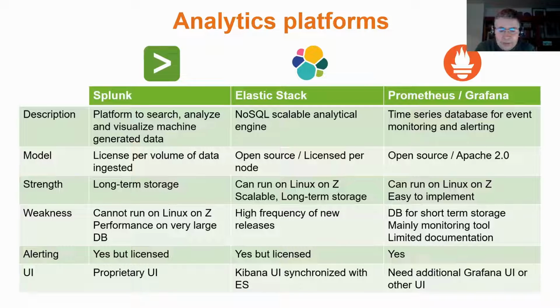If you want the analytic platform to run on Linux on Z, consider Elastic and Prometheus. If your company has no platform of choice and you want to focus on real-time monitoring, consider Prometheus. It's really easy to implement and it's open source. If your company has no platform of choice and you need scalable long-term storage, consider the open source Elastic. Beware, there are plans for a future license change.